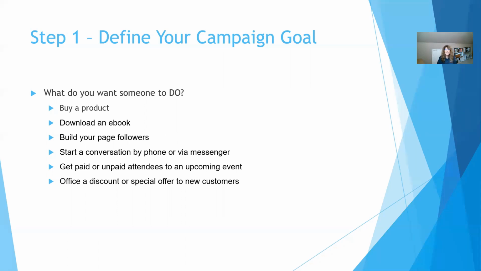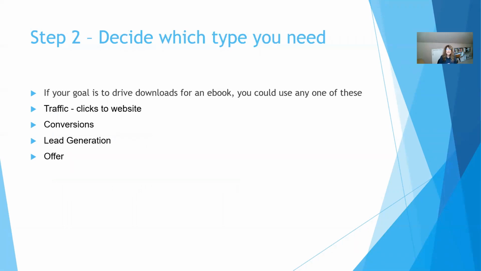So once you have an idea of what you're trying to accomplish, your next step is, let's talk about what type of campaign you need to use. So here's an example. If your goal is to drive downloads for an ebook, you could use a traffic campaign to get clicks to the website. You could do conversion ads. You could do lead generation where they have to fill out a form directly on Facebook and then automatically get the PDF to the email, to the ebook. Or you could do an offer ad.